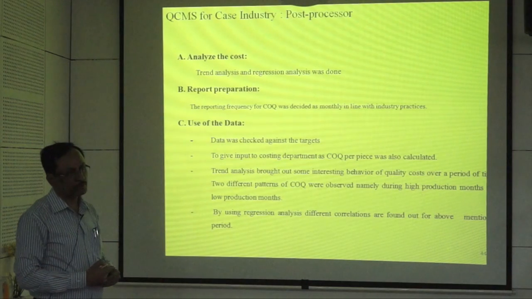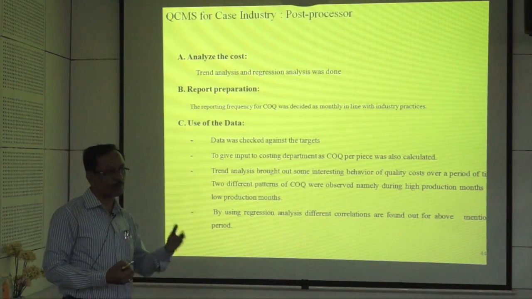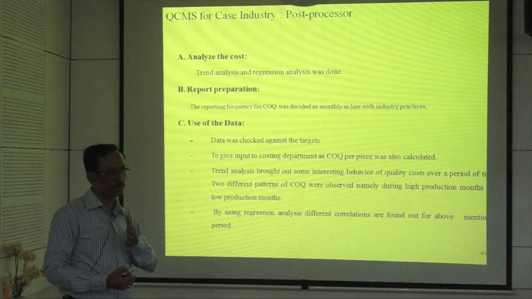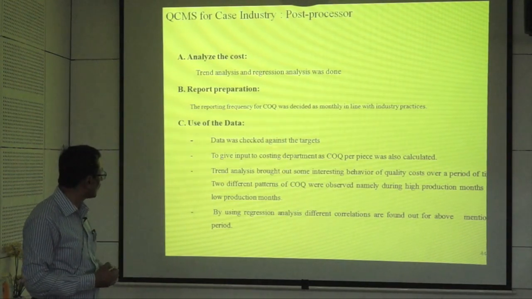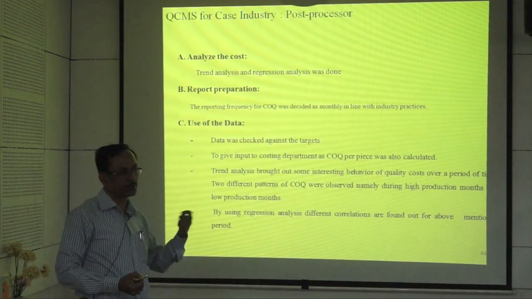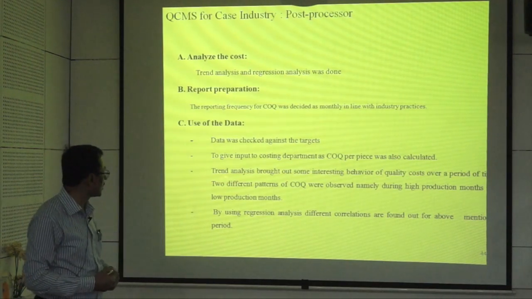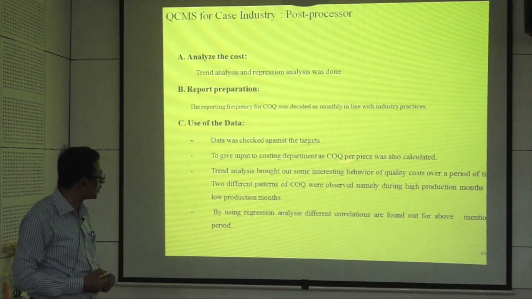Then, use of the data. First, the target for cost of quality was fixed by the management, and it was checked against that particular target. Second, this cost of quality per piece information is given to the costing department. And third was the trend analysis, which brought very important things.